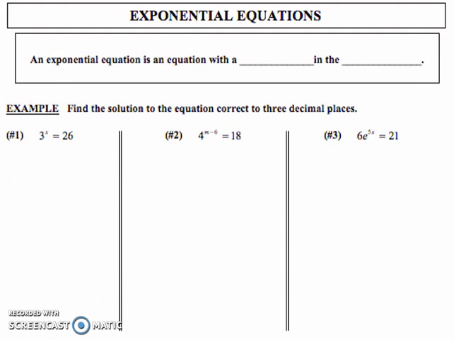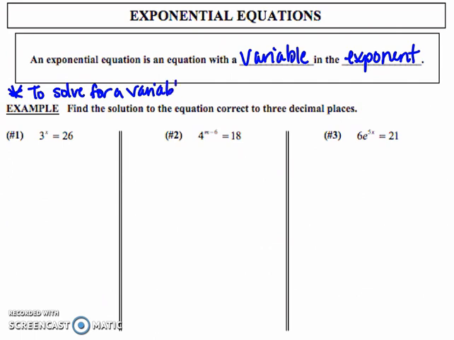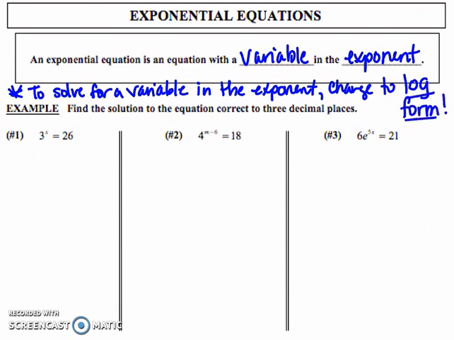First, an exponential equation is an equation with a variable in the exponent. And if we have our variable stuck up in our exponent, to solve for a variable in the exponent, we are going to change to log form, because that's how we can get that variable out of the exponent. Okay, so let's take a look at a couple of examples here.